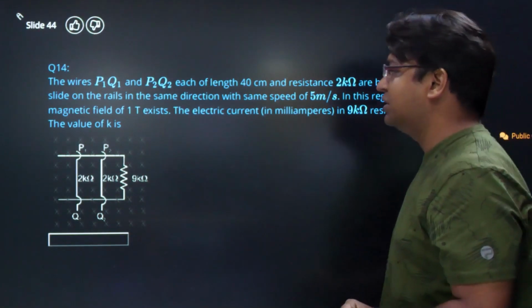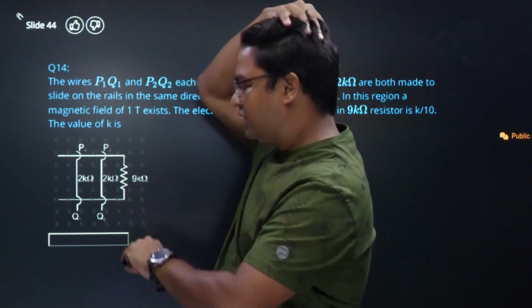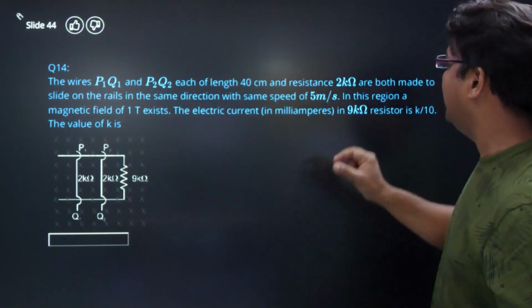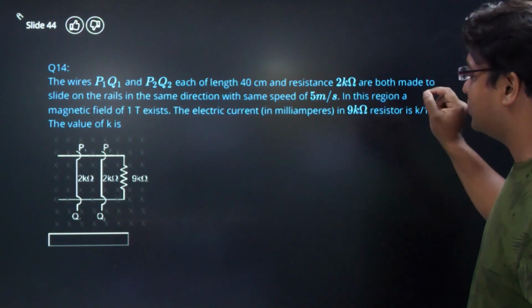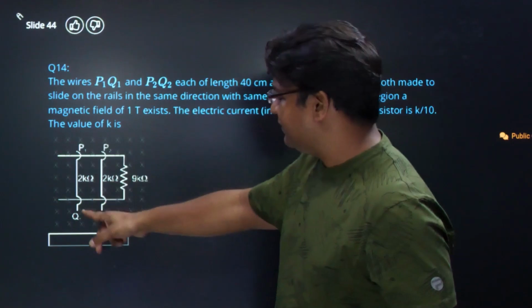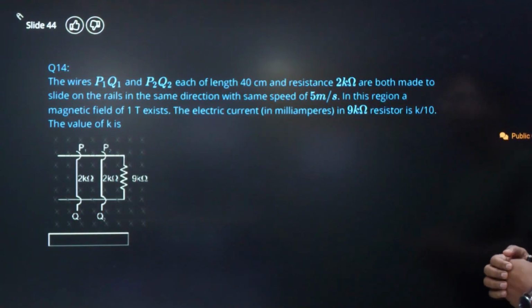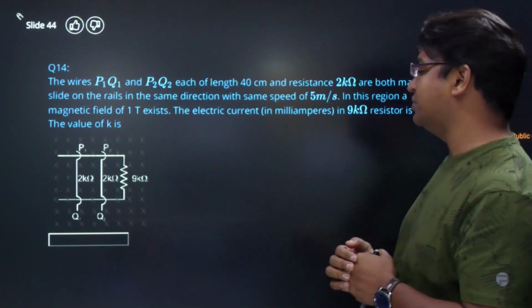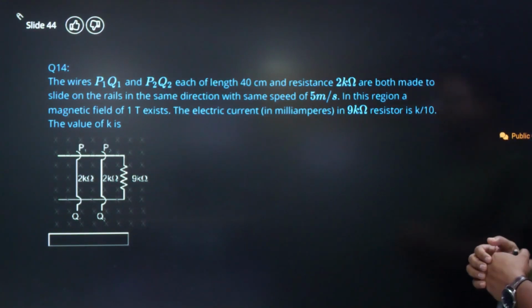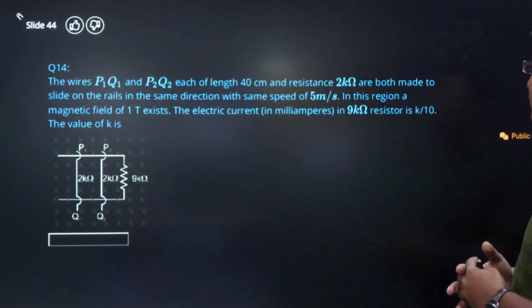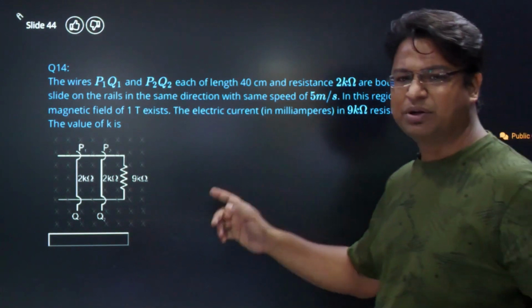Now what does this question say? This question says that wires P1 Q1 and P2 Q2, each of length 40 centimeter, has a resistance of 2 kilo ohm. So there are two wires P1 Q1, P2 Q2. They both have the resistance of 2 kilo ohm. Both are made to slide on the rails in the same direction with the same speed of 5 meter per second. In this region, a magnetic field of 1 Tesla exists. The electric current in the 9 kilo ohm resistor is K by 10. So this is a simple question actually.